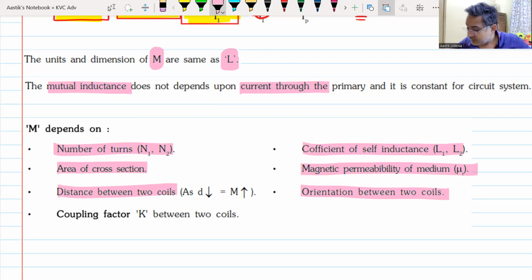Yes. From this orientation also comes a factor which is known as the coupling factor, which we will see on the next page. So these are the 7 things on which the mutual inductance depends. Do we understand this? Yes. I'll give you 2 minutes to note this down.